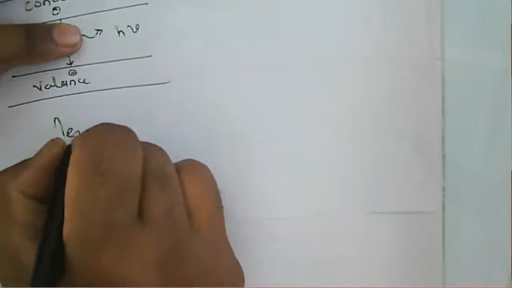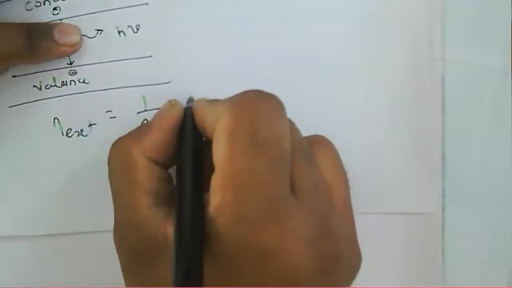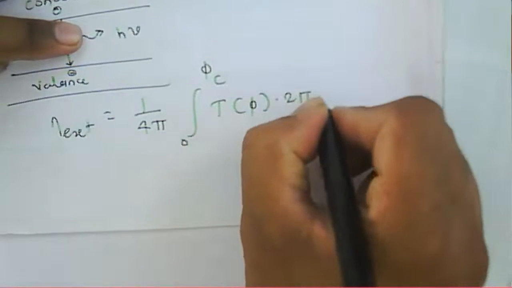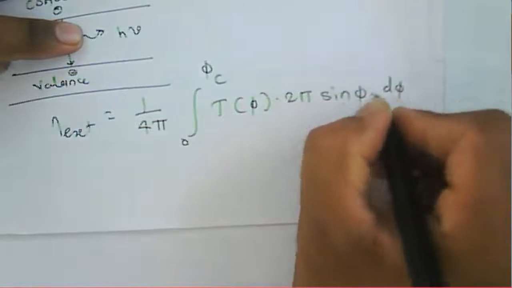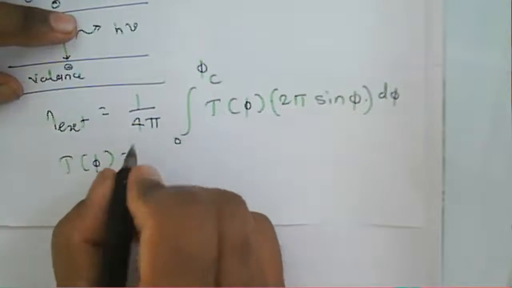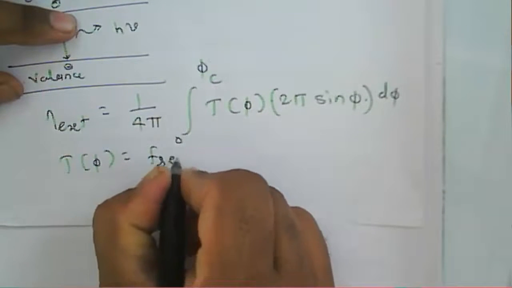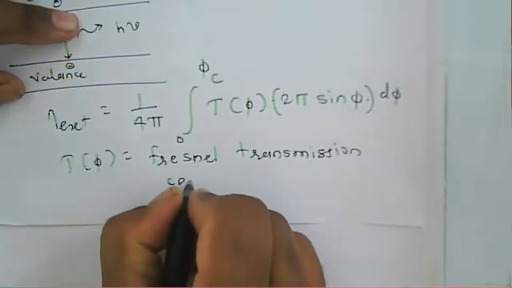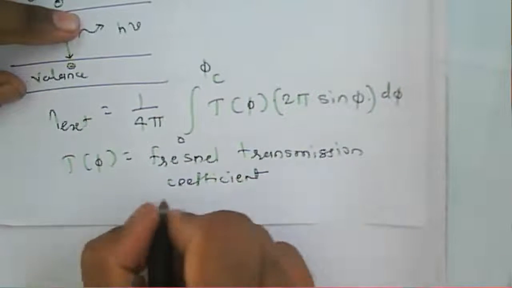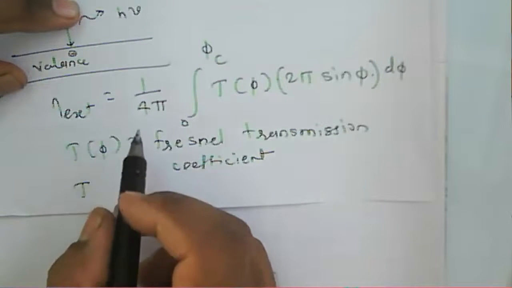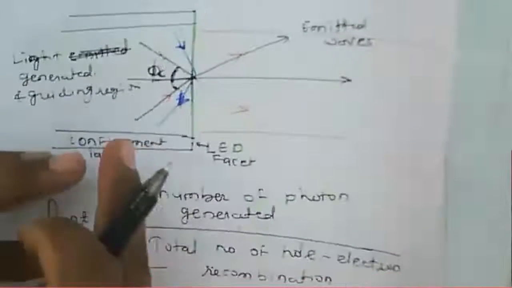So we can write that the external quantum efficiency is equal to 1 by 4π, integral from 0 to the critical angle φc, of T(φ) into 2π sin φ dφ. And T(φ) is the Fresnel transmission coefficient, or Fresnel transmittivity. This particular factor depends upon the normal incidence to this particular device.